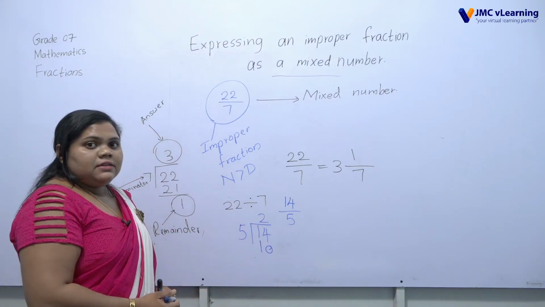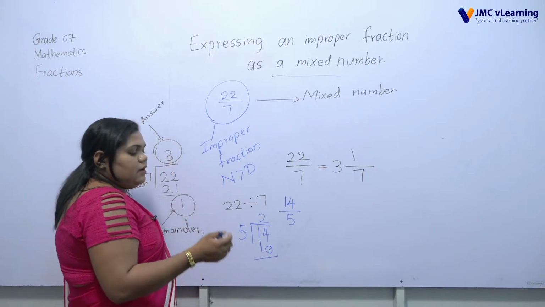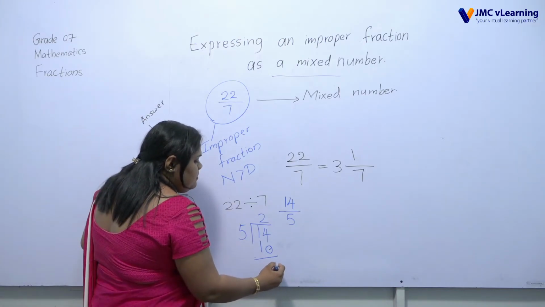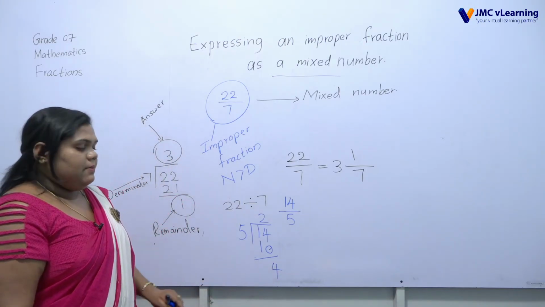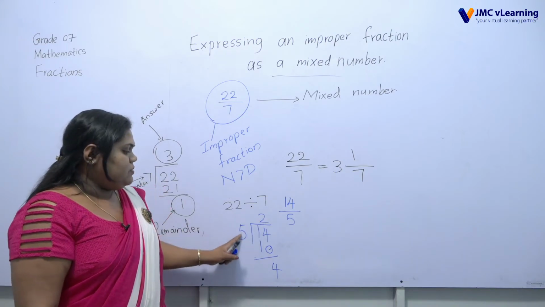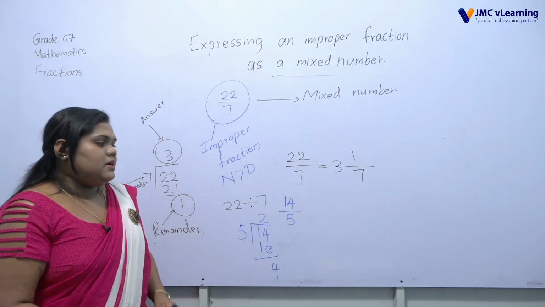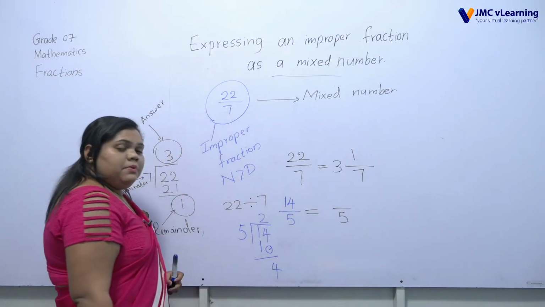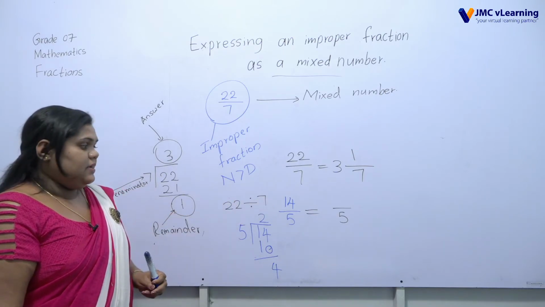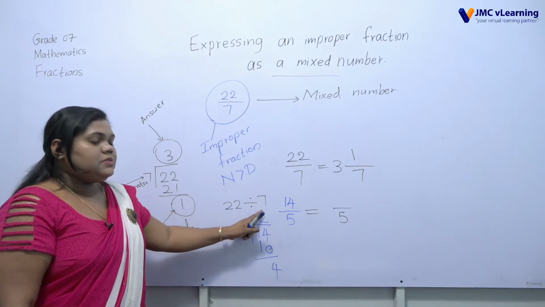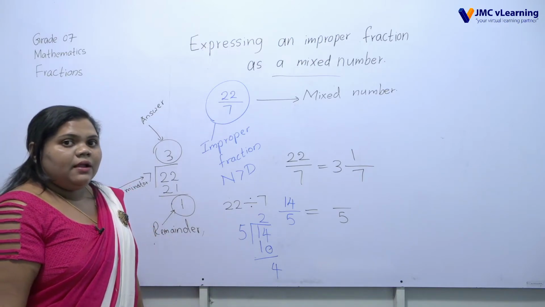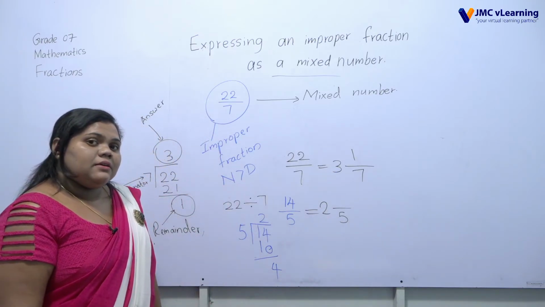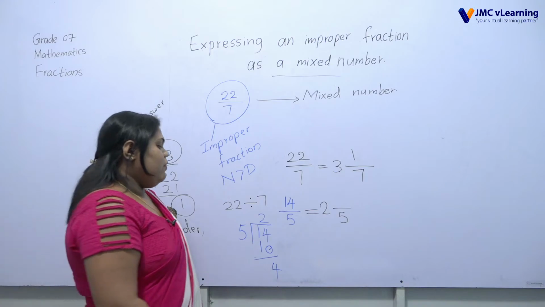You have to subtract 10 from 14. What is the answer? What is the balance? 4. The balance is 4. Now you want to use these 3 to write the mixed number. You cannot change the denominator, so you have to write 5 as the denominator. This answer gives the whole number. What is the whole number? 2. What is the remainder, the balance? 4. This 4 we want to use as the numerator.